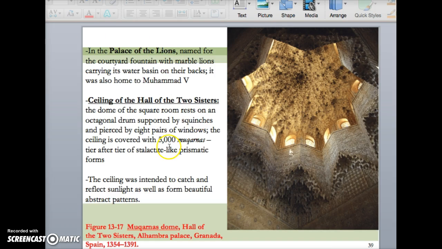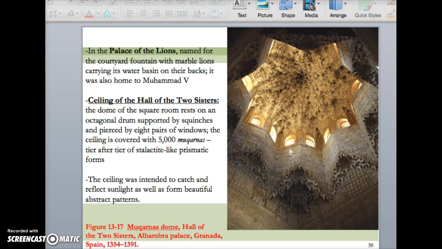Be familiar with the term Muqarnas. This was all stucco, which is a very soft plaster-like material that could easily be molded and carved, which is why it has such an interesting form. It almost makes the dome sort of dissolve. It looks like one fluid space.